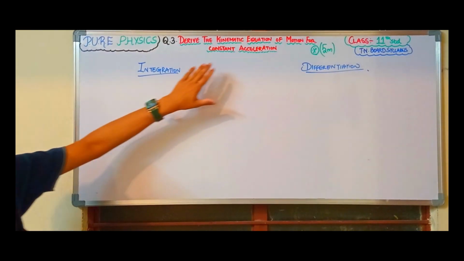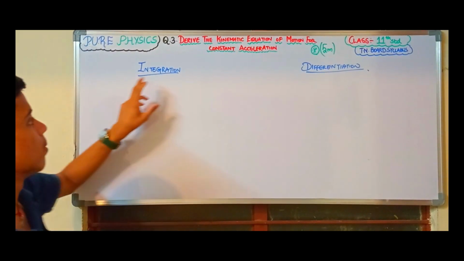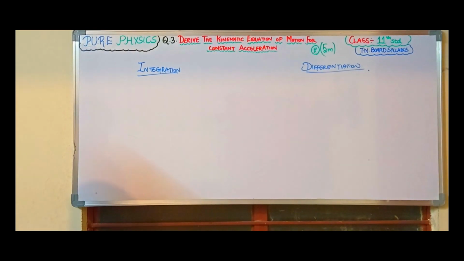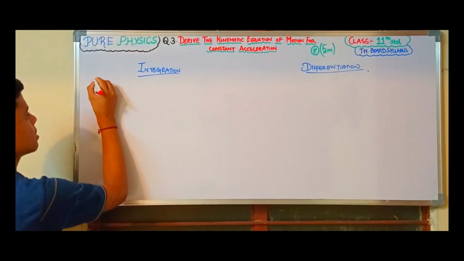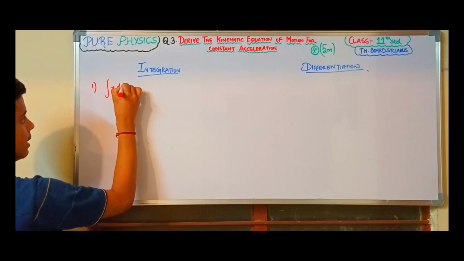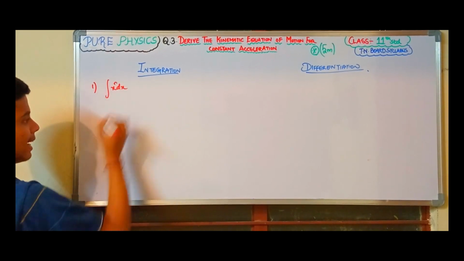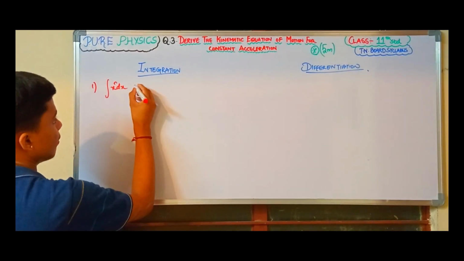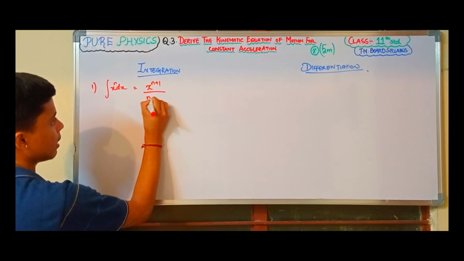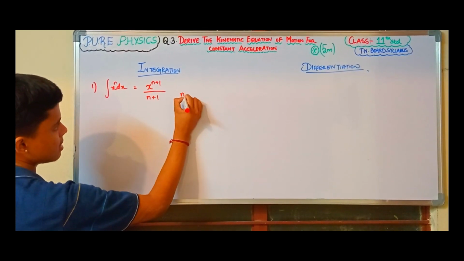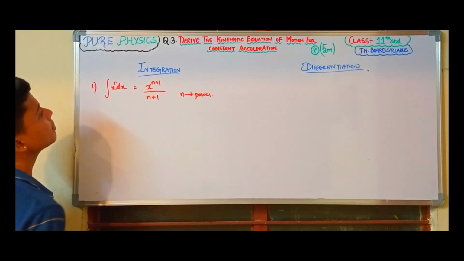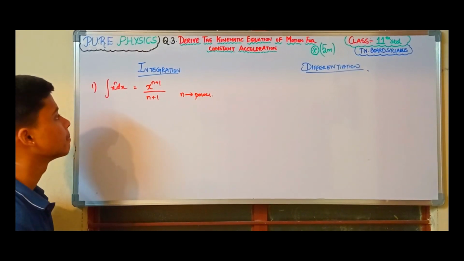Before moving on to this derivation, we need to know one formula in each of the topics. The first formula that you need to know in integration is the basic formula: integration of x power n dx is equal to x power n plus 1 by n plus 1, where n is the power, or exponent.